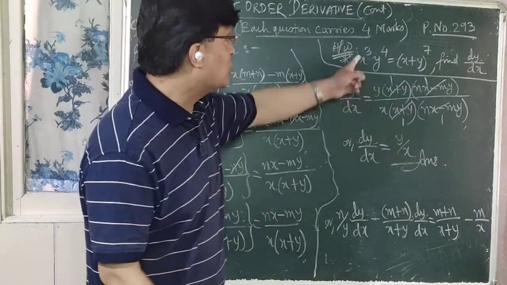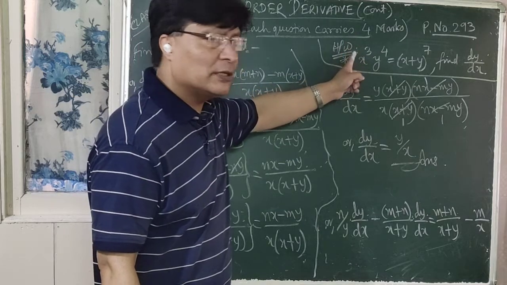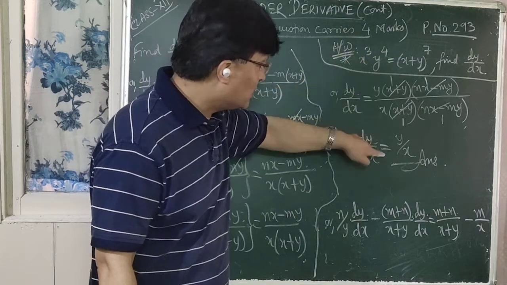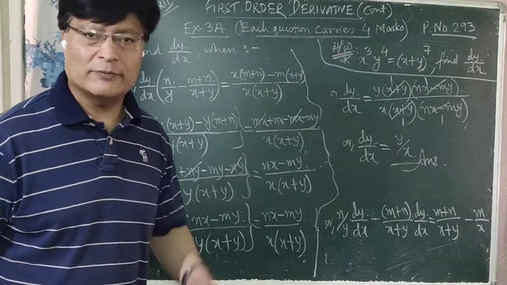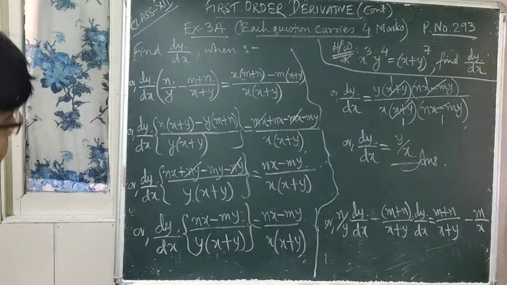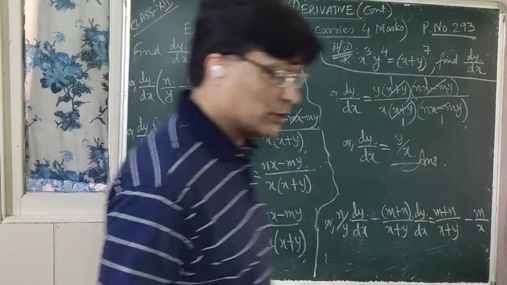So similarly you can do this problem. Now this problem is given in the book. Its answer should be this one only, that is y by x. You will get y by x, that is the value for dy by dx. Okay, so let's do the next question now.